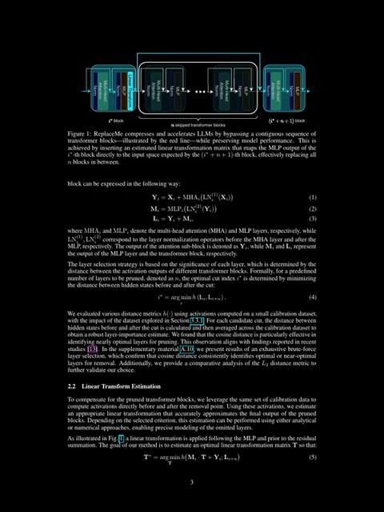Figure 1. ReplaceMe compresses and accelerates LLMs by bypassing a contiguous sequence of transformer blocks, illustrated by the red line, while preserving model performance. This is achieved by inserting an estimated linear transformation matrix that maps the MLP output of the i-th block directly to the input space expected by the (i+n+1)-th block, effectively replacing all n blocks in between. A block can be expressed in the following way.